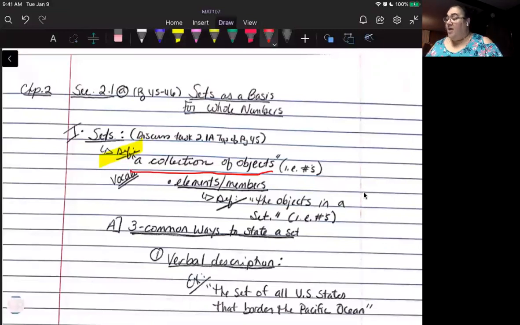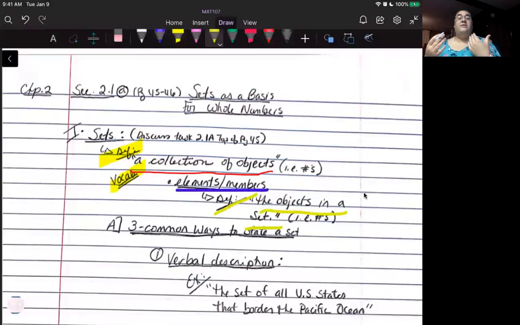The other term that you should be familiar with, and this is this vocabulary term here, is something called an element or a member. An element or a member is defined as the objects that are in that set.